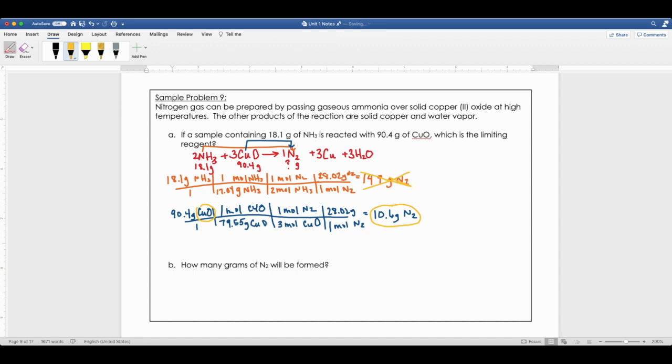Let's just make a little note over here, just so we properly answer the question. CuO is the, I'll put LR, limiting reagent. Then it's asking how many grams of nitrogen will be formed. So it's nice because we just did that, right? So rather than going to another product, we already found this. So I'm just going to write 10.6 would be formed. So there was my answer for that one.